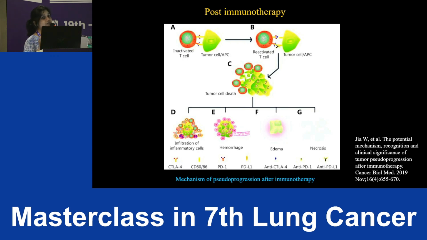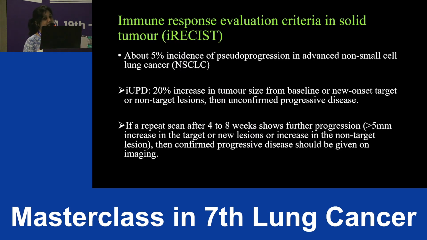So the incidence of pseudoprogression is only 5% maximum with non-small cell lung cancer, which means the majority of the progression that you see is going to be a true progression, and only 5% incidence will be of pseudoprogression. But we don't want this 5% of the patients to also lose the benefit of immunotherapy, and that's why immune response evaluation criteria in solid tumors was devised.